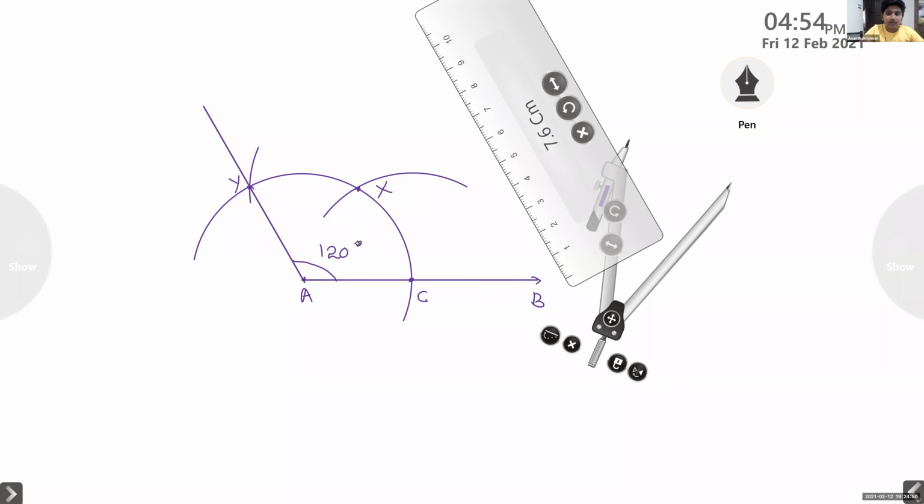Can you draw? Yes, ma'am. Shravana has not reached. Is it perfect, a correct 120 degree? Yes, ma'am. Okay.